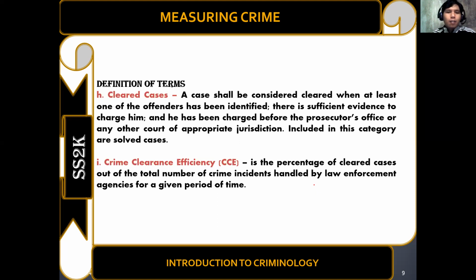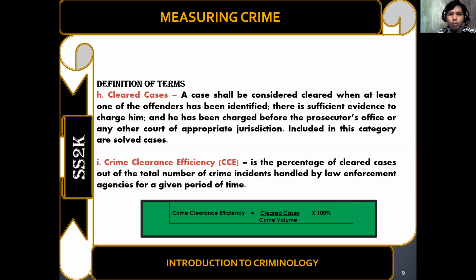Okay? Yan. So ano naman po yung crime clearance efficiency? Kung ang crime solution efficiency, gaano ka-efficient ang mga police sa pag-solve sa isang kaso, sa crime clearance efficiency naman, gaano ka-efficient mag-clear ng kaso ang ating kapulisan. So the crime clearance efficiency is the percentage of clear cases out of the total number of crime incidents handled by law enforcement agencies at a given period of time.